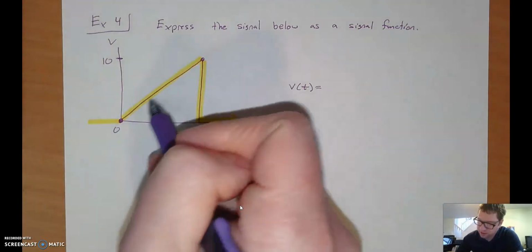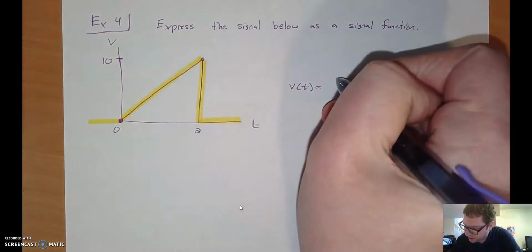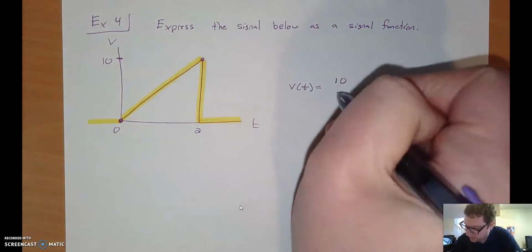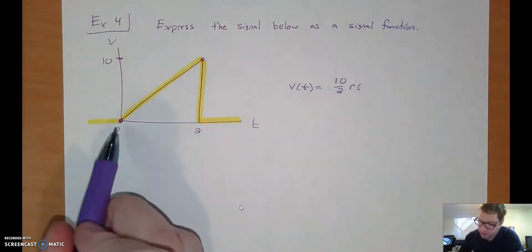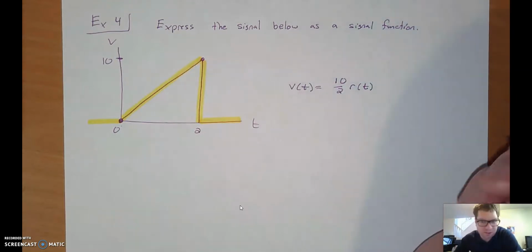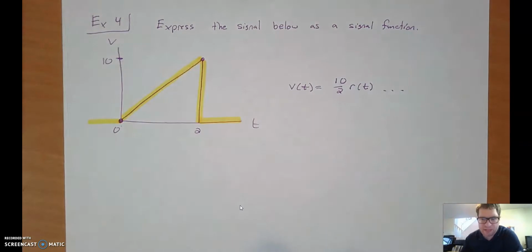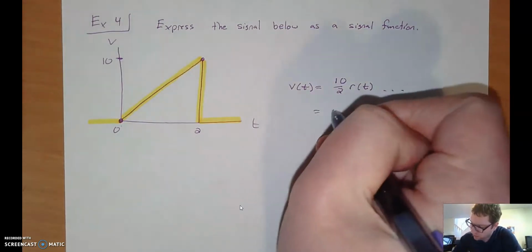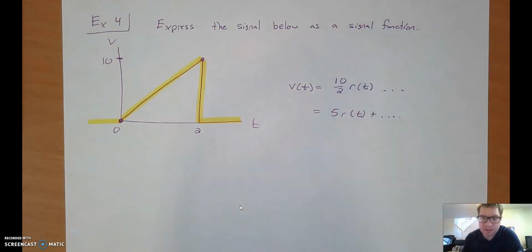This first piece is a ramp function. Hopefully you see that. It is a rise of 10, a run of 2, and it is a ramp function that starts at 0. So it's t minus 0, or just r of t. And then there's going to be some more stuff that happens here. So 5r of t plus some additional stuff.